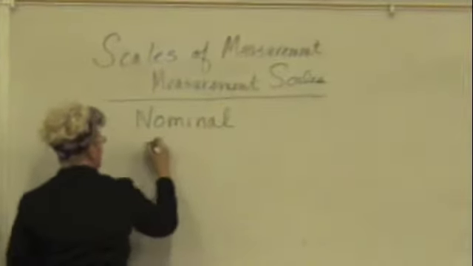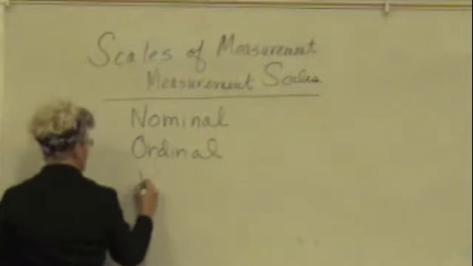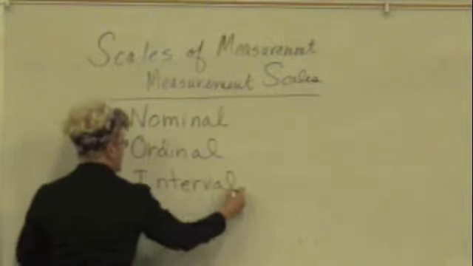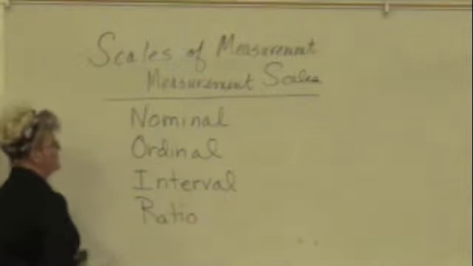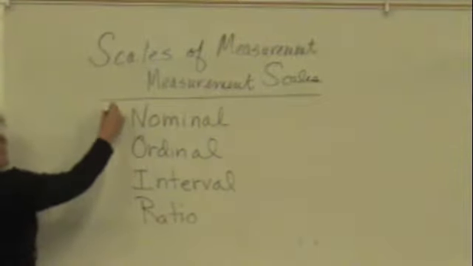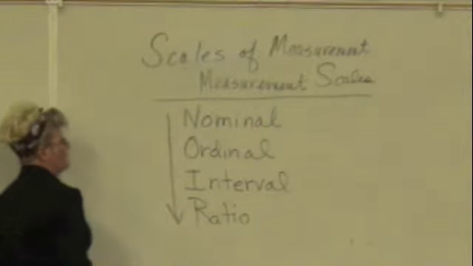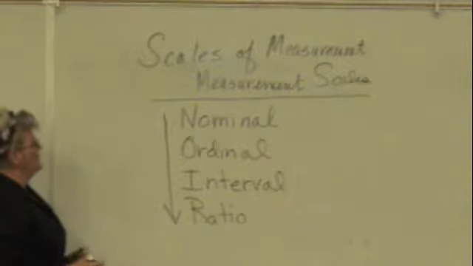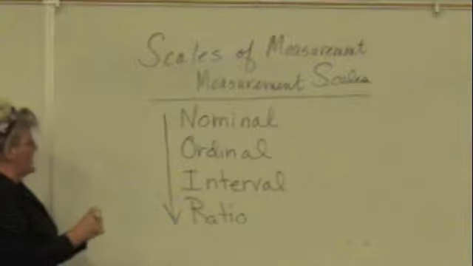There's nominal, ordinal, interval, and ratio. This goes from kind of worst to best as far as statistics is concerned, lowest to highest order. I'll give you the quick and easy way to remember these, then we can look at the handouts.